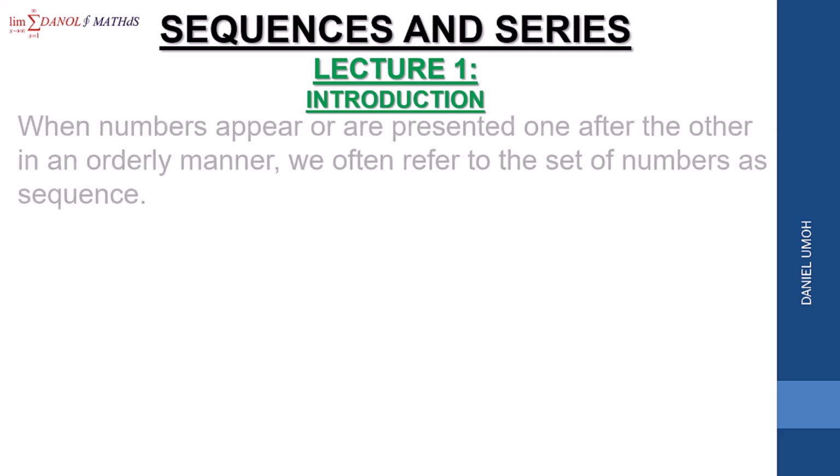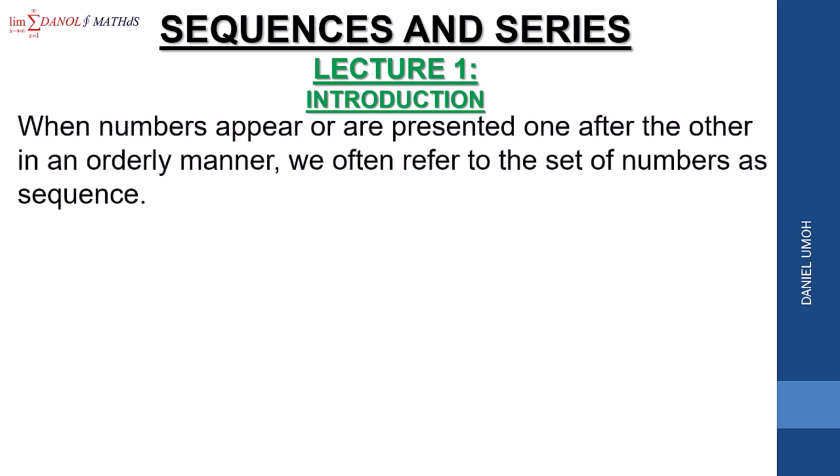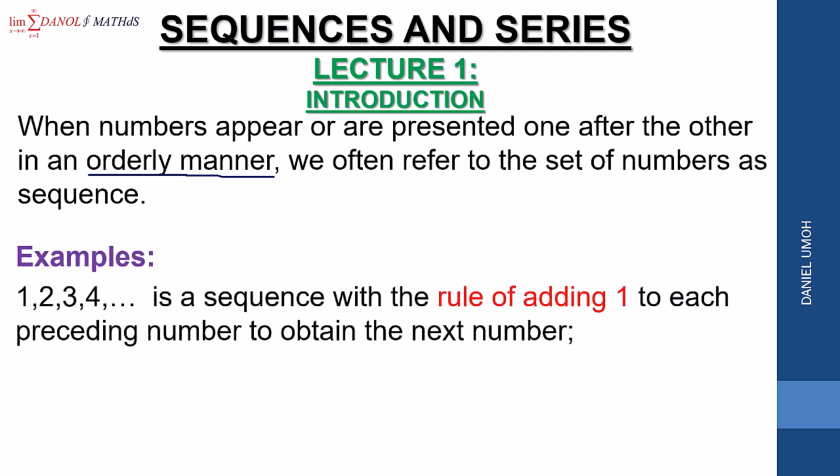In mathematics, when numbers appear or are presented one after the other in an orderly manner, we often refer to the set of numbers as what? As a sequence. So when numbers appear or are presented one after the other in an orderly manner, that's the emphasis, in an orderly manner, we often refer to the set of numbers as sequences. Example, if you look at this set of numbers, 1, 2, 3, 4, and so on, this is a sequence with the rule of adding 1 to each of the preceding number to obtain the next number.